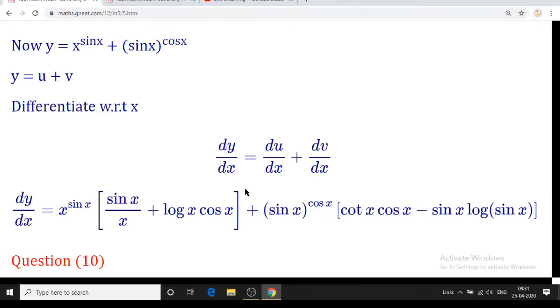Now in this case, when we assume u and v, whatever answer we get, we will keep as it is. We will not try to simplify. For example, this what I am showing you, this is du by dx, this was dv by dx, and after this whatever we get, we will not simplify this much more.